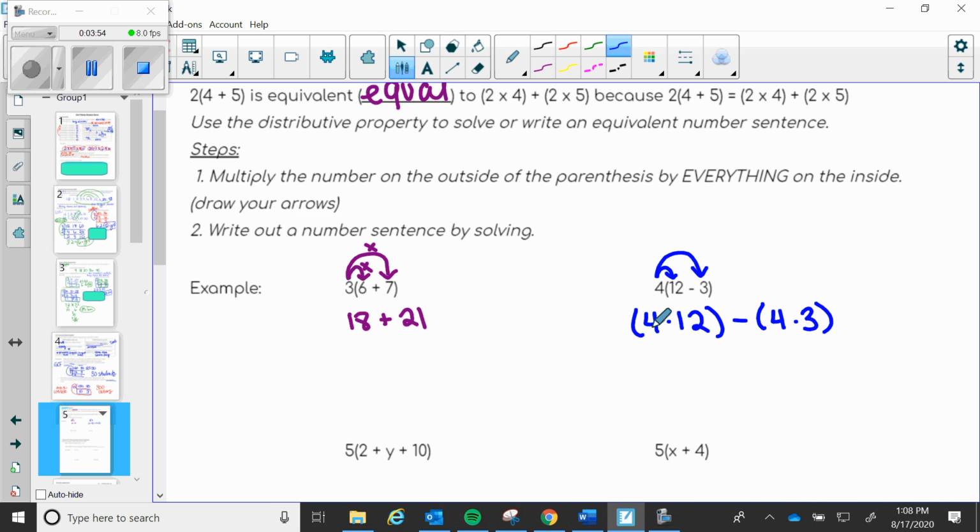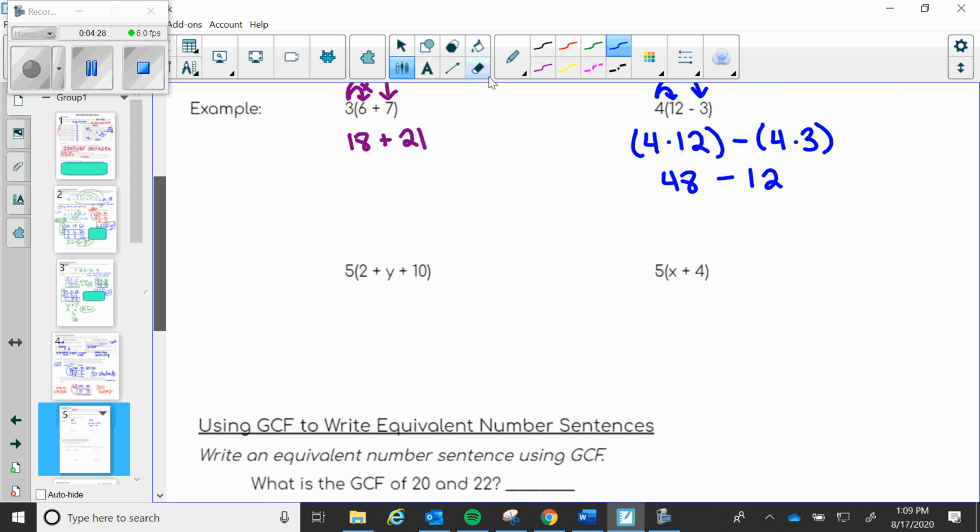So if we keep going, 4 times 12 would give us 48. Bring down that sign. And then 4 times 3 would give us 12. Now, when I ask for a number sentence, I want you to leave it like this or like this. Yes, you could subtract, and it would give you an answer, but that would only be when I'm telling you to solve. In this case, I do want to write out these number sentences. So let's move on down to example 3.